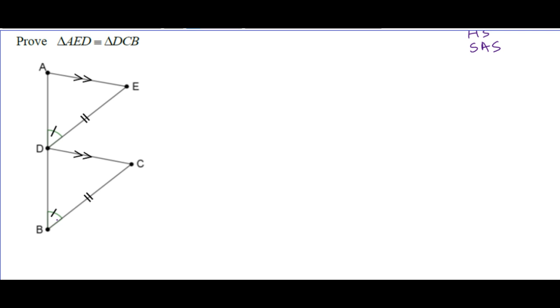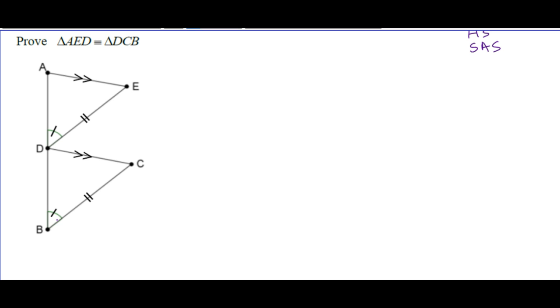Side, what? Side, angle, side. I do not see another side that is equal, so. Isn't AE and DC equal? Nope, they're parallel. They may in fact be equal, but we are not allowed to make that statement because we have no way of knowing.